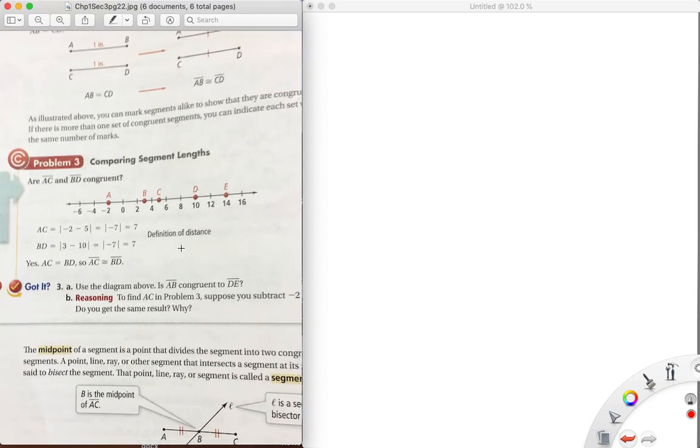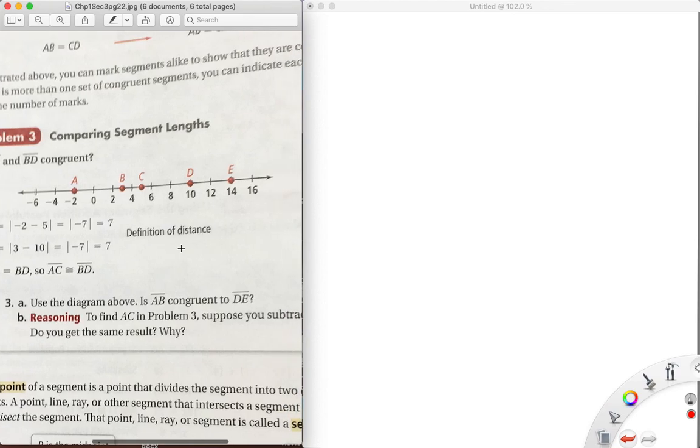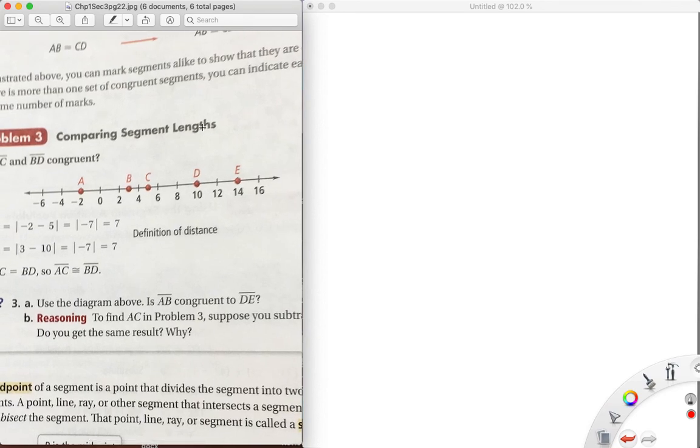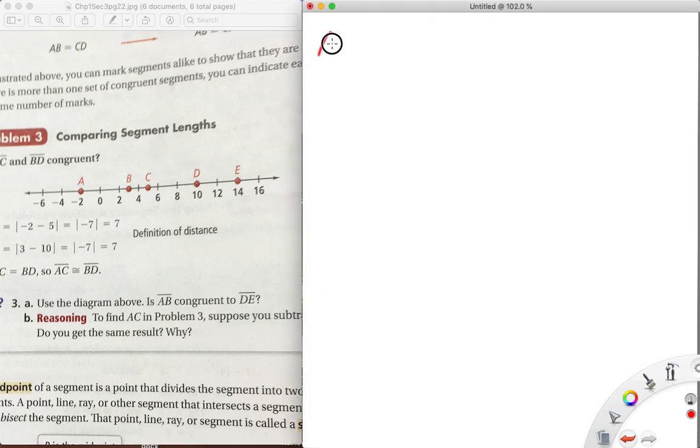Alright. So we have this number line, and they want me to find out if AB is congruent to DE. So we have AB, A equals -2, B equals 3, D equals 10, E equals 14.